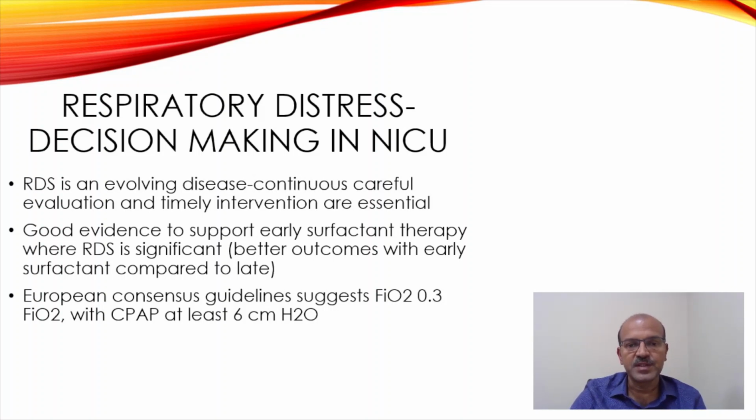There is good evidence to support that surfactant therapy given early is better than delayed surfactant, and there is no evidence for prophylactic surfactant even in the tiny baby. So if the baby needs intubation and has respiratory distress, you obviously give surfactant, otherwise you go with the criteria. The European consensus guidelines suggest the FiO2 of 0.3 and CPAP of at least 6 centimeter of water. So once you reach a CPAP of 6 centimeter and the baby has respiratory distress, you decide early to give surfactant, and we will discuss next how to go about it.